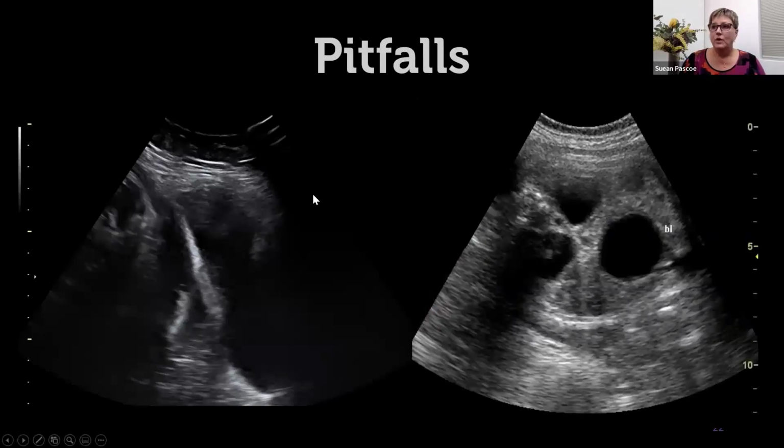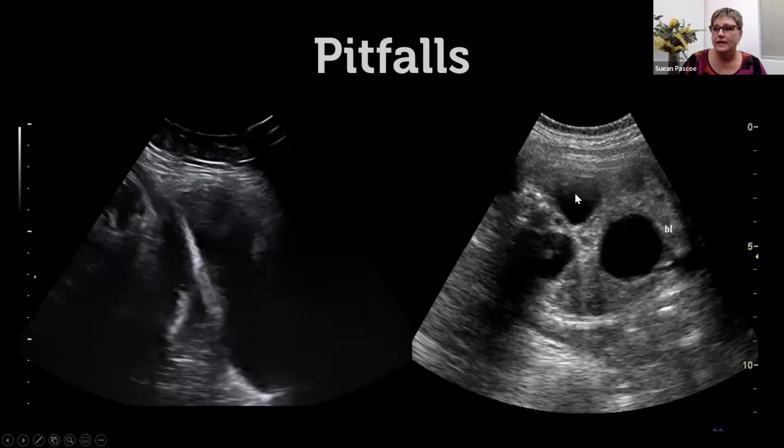Another pitfall that we can see is you can incorrectly measure the bladder here. Hang on, I was just getting some of those questions up. I'll come back to those questions at the end. This here is the maternal bladder, so you don't want to mistake that for a pocket of fluid.